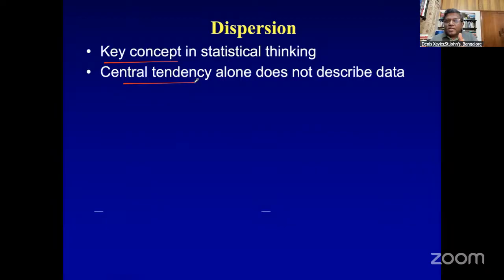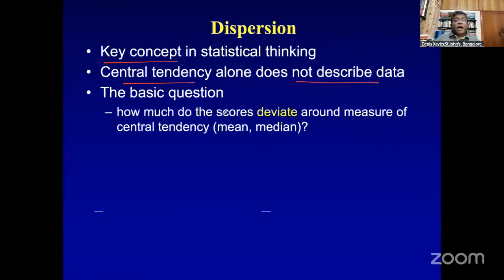What is the central tendency? Mean alone does not describe the data. We need to know more about the data. The basic question is, how much do the scores or the data deviate around the measure of central tendency? How much do the scores deviate around the measure of central tendency?